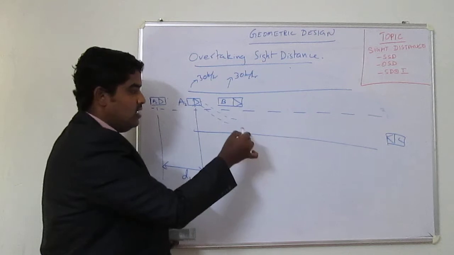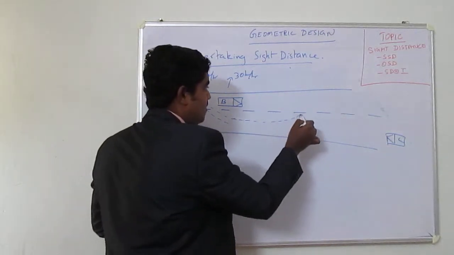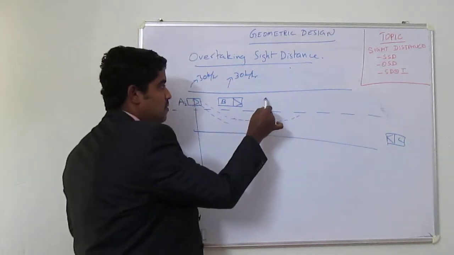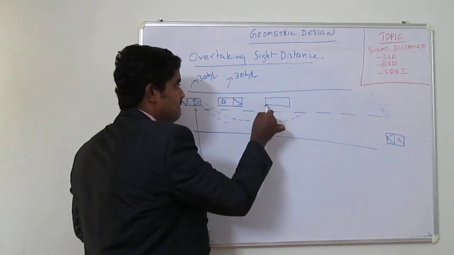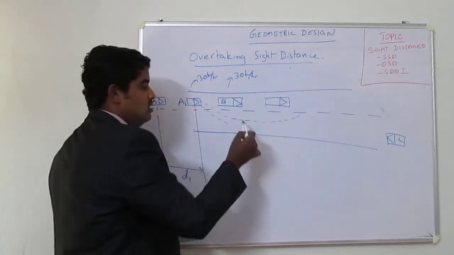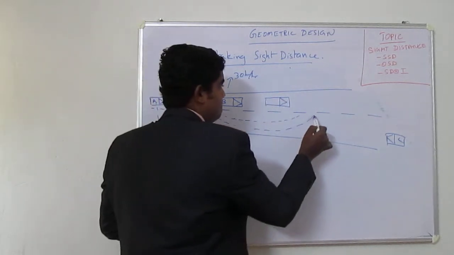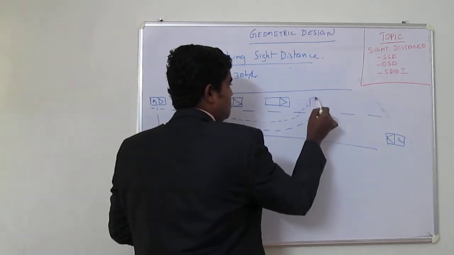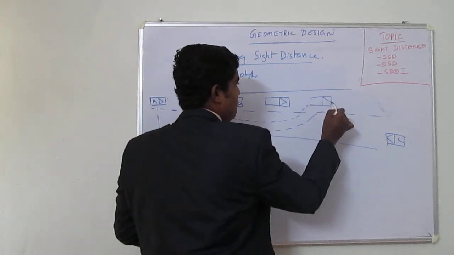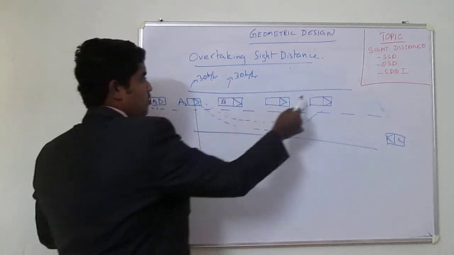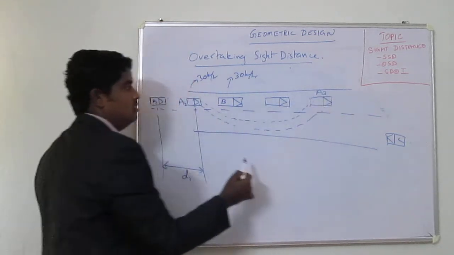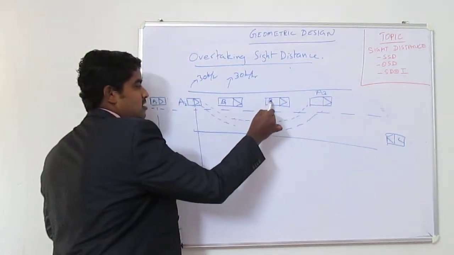to the other lane and he will overtake and he will come. In the meantime, this vehicle B will be somewhere moving around here. Right? So he will overtake and he will come to this position. So A1, A2 and A3. This is B1 and let's say this point to be B2.